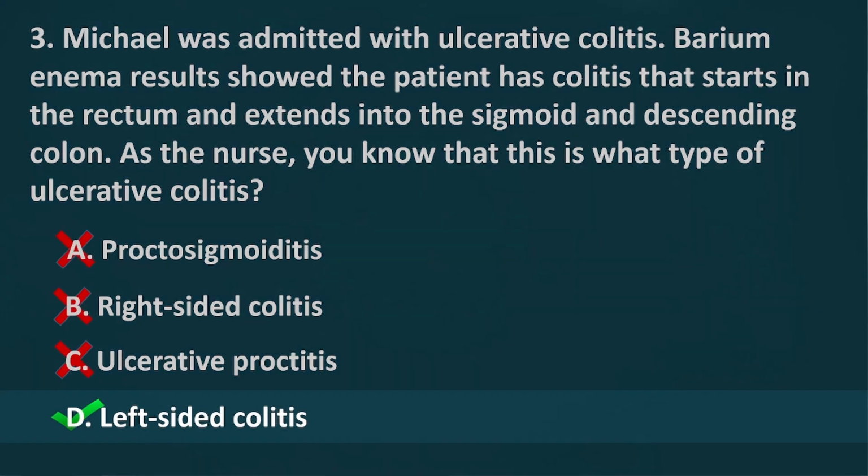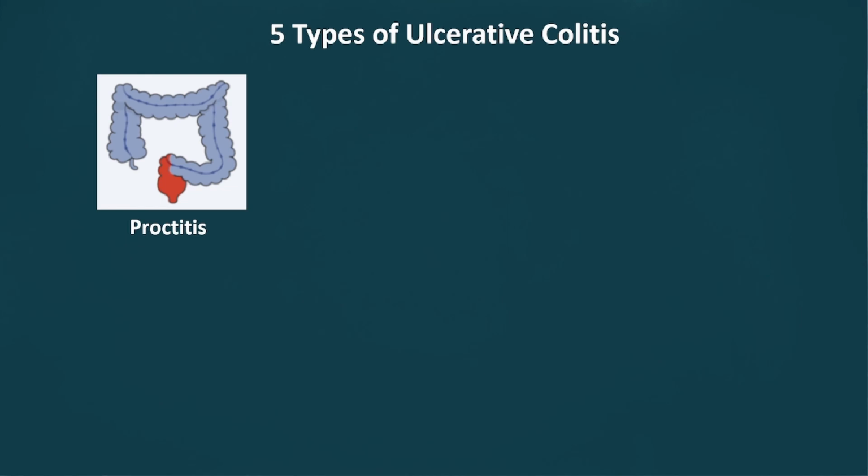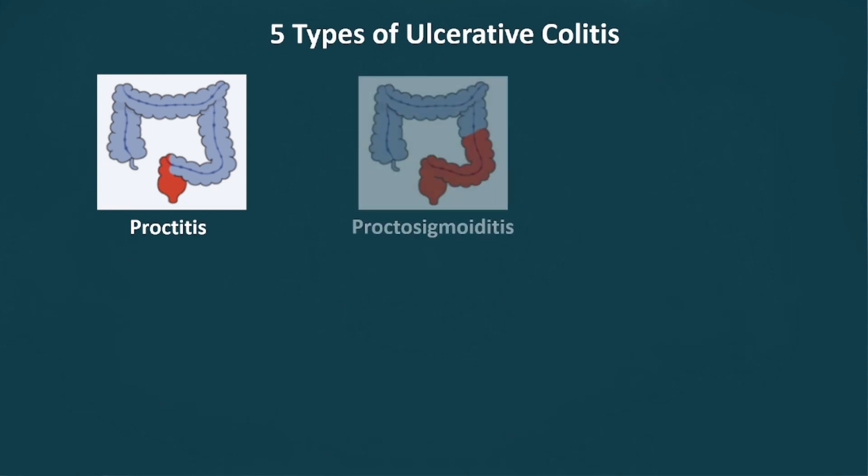The correct answer is letter D, left-sided colitis. It starts from the rectum and goes to the sigmoid and descending colon. There are 5 types of ulcerative colitis. First, we have proctitis. This is usually the mildest form of ulcerative colitis, wherein the inflammation is limited to the rectum and rectal bleeding may be the only sign or symptom. Second, we have proctosigmoiditis. The inflammation starts at your rectum and goes into the lower part of the sigmoid colon. Most of the symptoms will be felt in the lower left side of your abdomen.